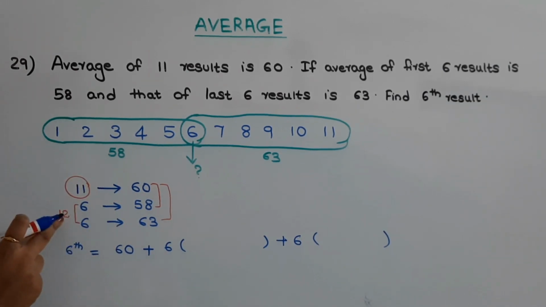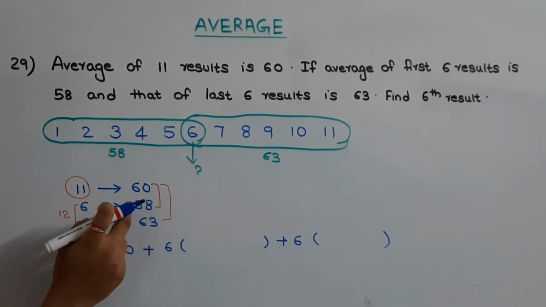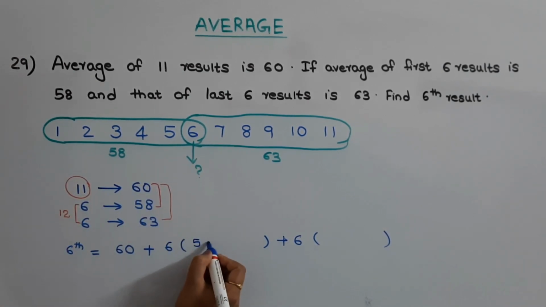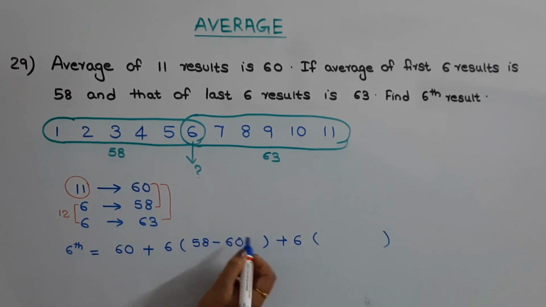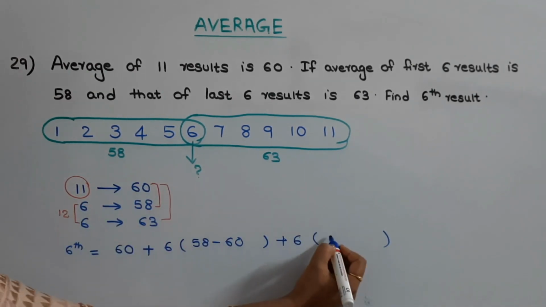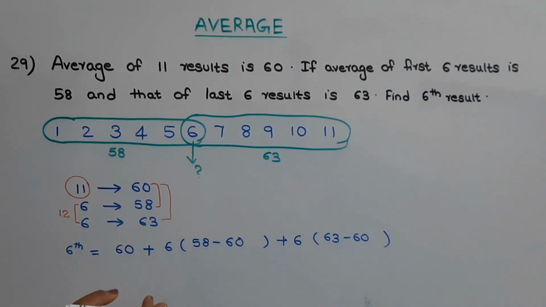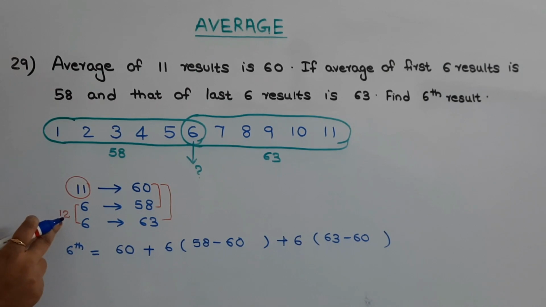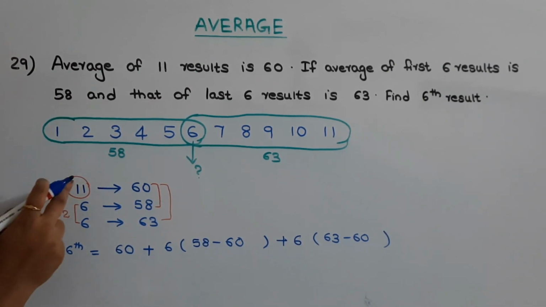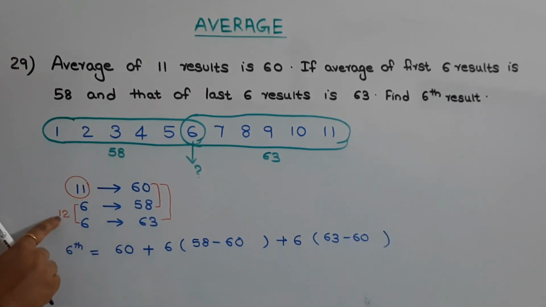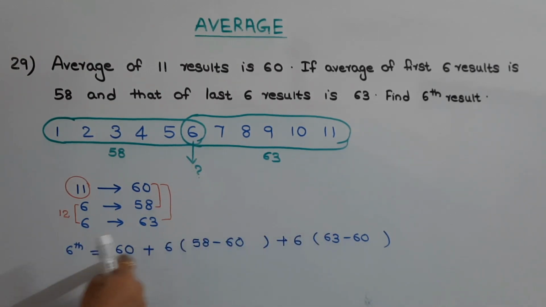So since this summation is greater than this value, here you need to write down 58 minus 60, and here 63 minus 60. The order of subtraction depends upon whether this summation is greater or this value is greater. If this was less than this value, then the order of subtraction will be reversed.